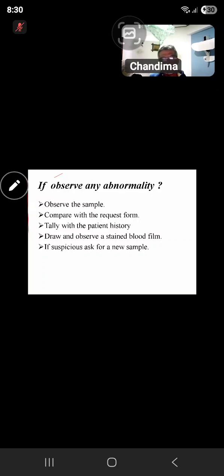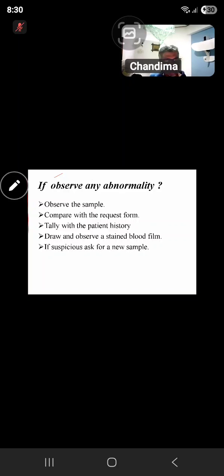So what we did was ask for a fresh sample. Actually, we didn't draw a blood film. We asked for a fresh sample and did the count. At that time it was okay. The total WBC was around 12,000 with a higher number of neutrophils, which tallied with the patient history.